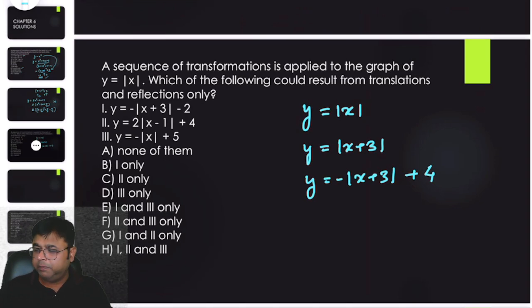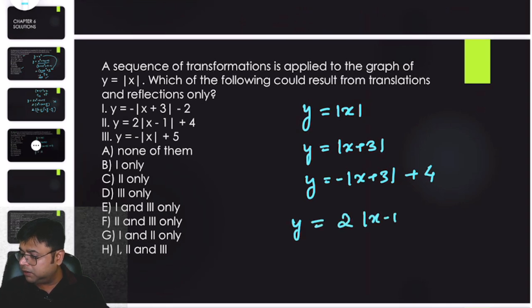So this is purely because of translations and reflections. There is no dilation here. Now the moment I have a coefficient like 2 into mod (x minus 1) plus 4, there is a movement to the right by 1 unit and up by 4 units. That's there because of this and this. But then there's a factor of 2.